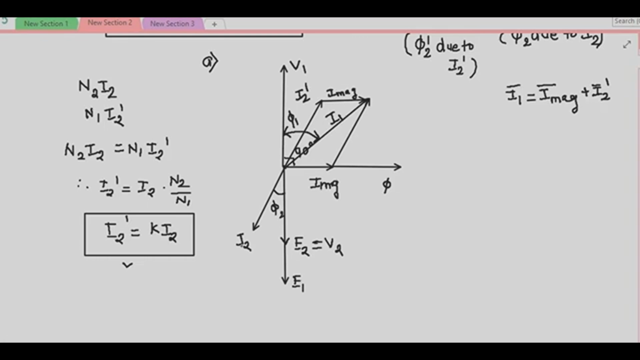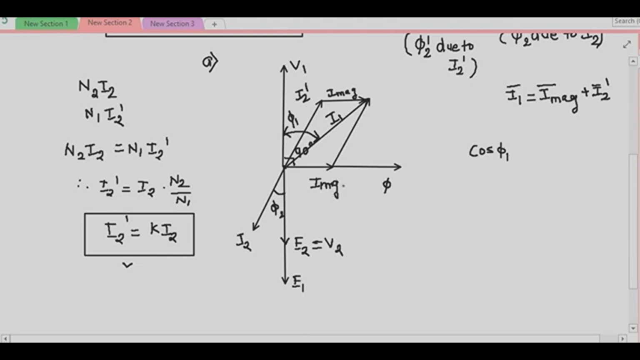So when the transformer is on load, the total current I1 in the primary is the phasor sum of I2 dash and I magnetizing, and phi 1 is the phase difference between V1 and I1. Hence the power factor of the primary side is cos phi 1, that is, the cosine of the angle between V1 and I1.